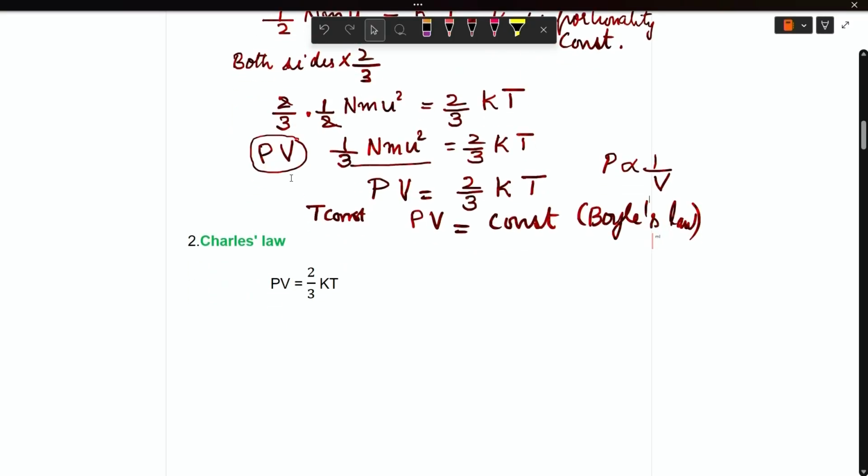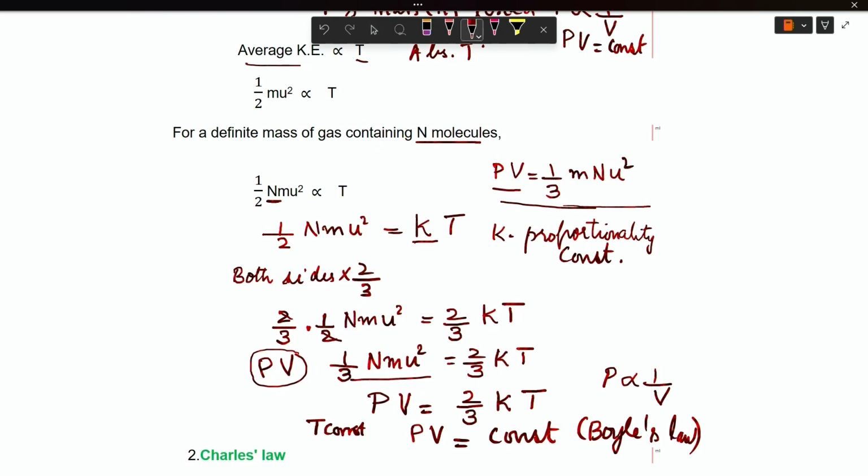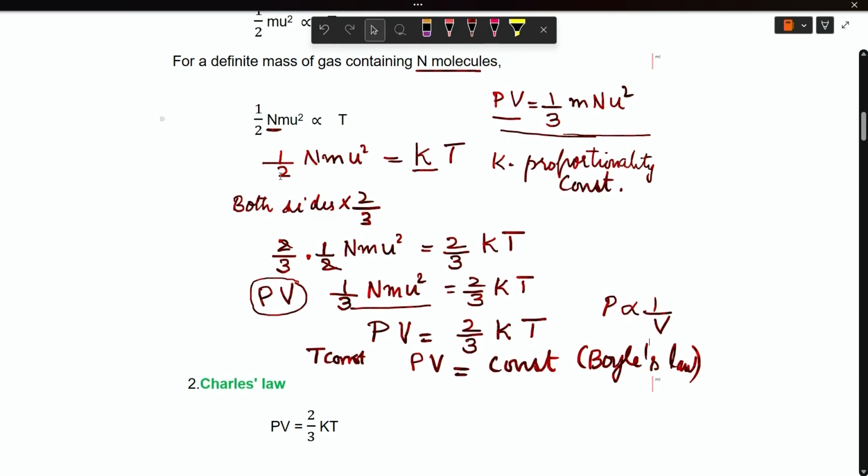Now, let us see how we can prove it with Charles' law. All these derivations have to be done, and you should get the expression PV is equal to 2 by 3 kT. If you are asked Charles' law, you will have to start from the average kinetic energy proportional to absolute temperature, derive, and reach this equation, that is PV is equal to 2 by 3 kT.